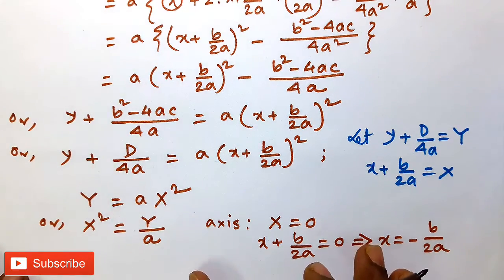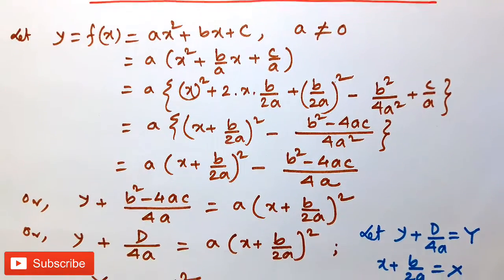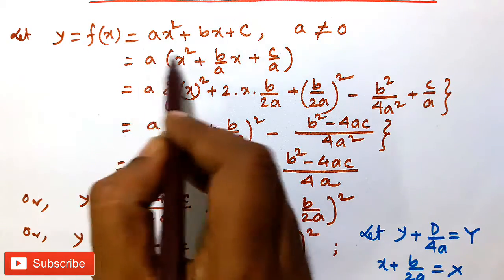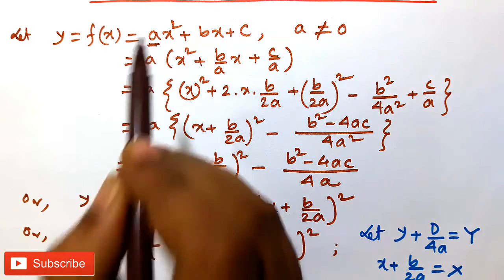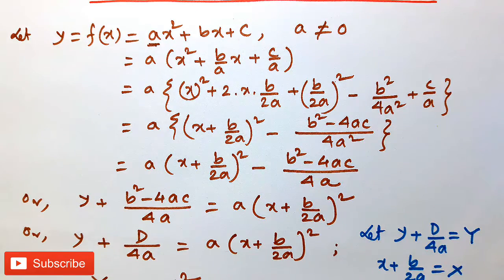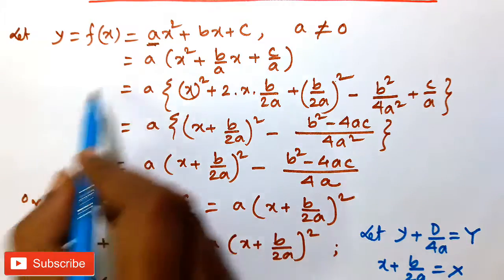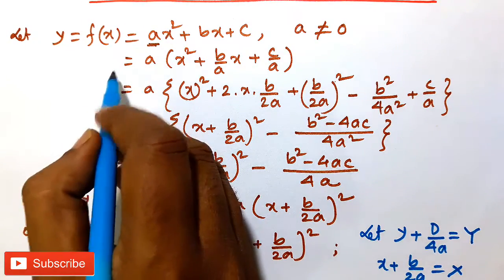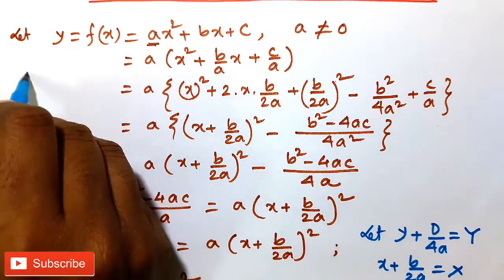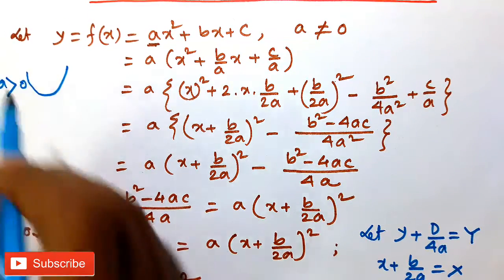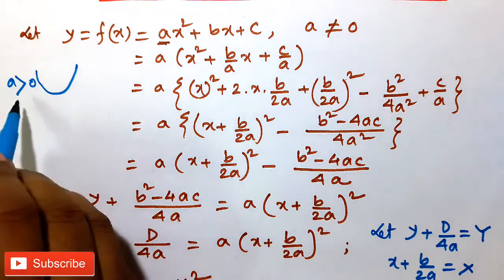Okay? Now friends, if the leading coefficient of this polynomial, that is the quadratic expression, that means a, is greater than 0, then the parabola opens upwards. Okay? Again I repeat, if a, that is the leading coefficient, is more than 0, then the parabola opens upward, like this one. Okay? This is for a is greater than 0.